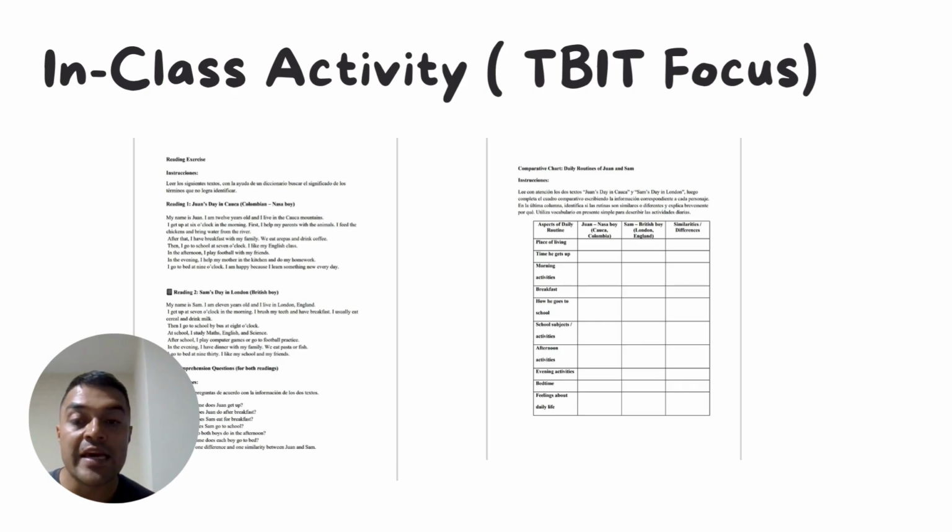Additionally, each student wrote five short sentences describing their own routine using the present simple. For example, I get up at 6 o'clock, I go to school at 7, and other sentences.